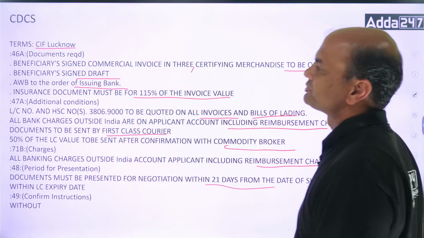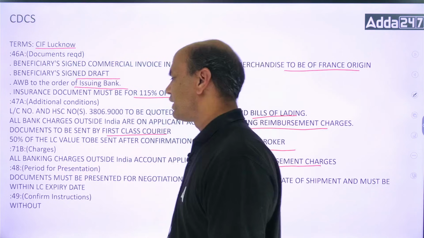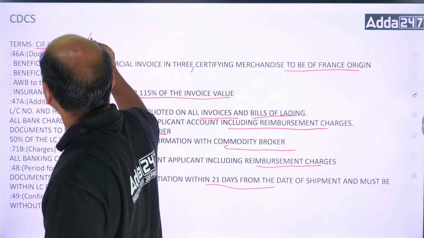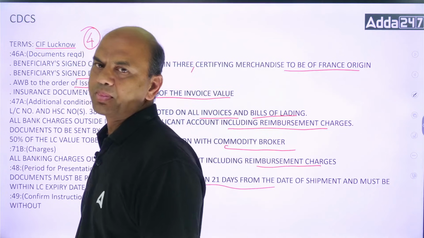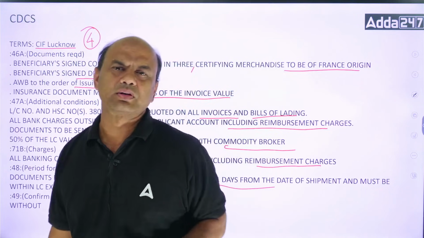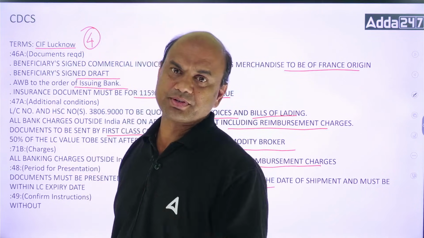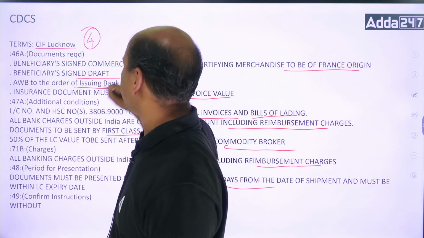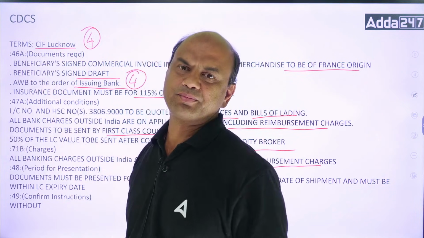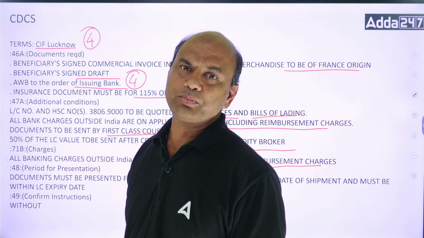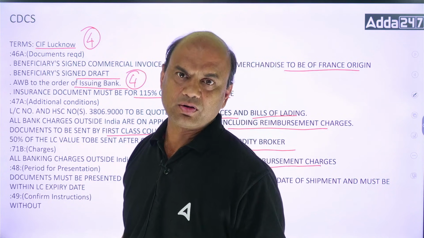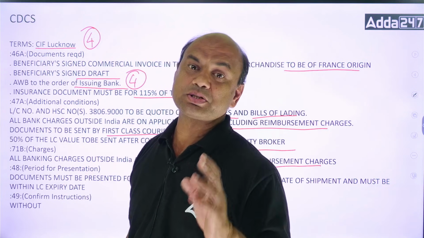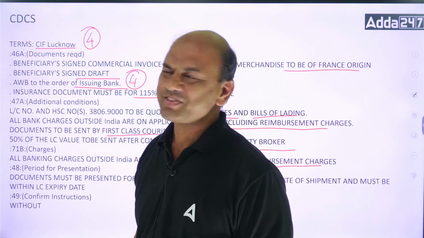Look at this. CIF Lucknow. Now there is a big problem over here. Fourth, look at this. You are using the Incoterm CIF. So CIF is used for what? Shipping, right? Ships. What are you asking for? Airway bill. In an airway bill, do you use the term CIF? You use either CPT or CIP, right? But not CIF. CIF is only for shipping. So, fourth one.